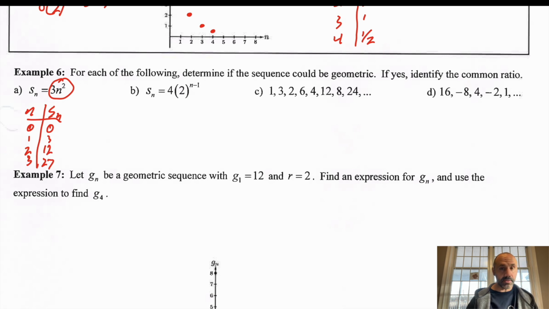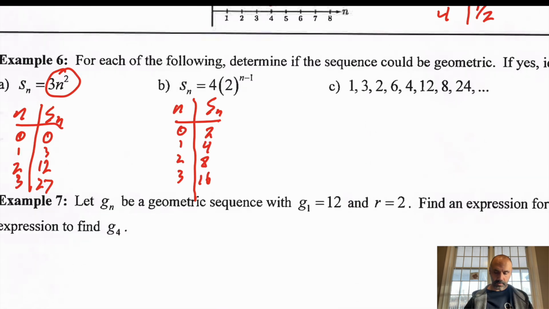Now we look at the next one. Here there is a variable in the exponent. It looks like it's the right form, so let's create the table and check it out. 16 divided by 8 is 2, 8 divided by 4 is 2, 4 divided by 2 is 2, and 2 is the common ratio. So this makes sense. This one is a geometric sequence.